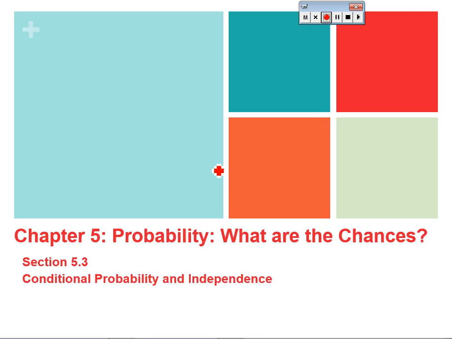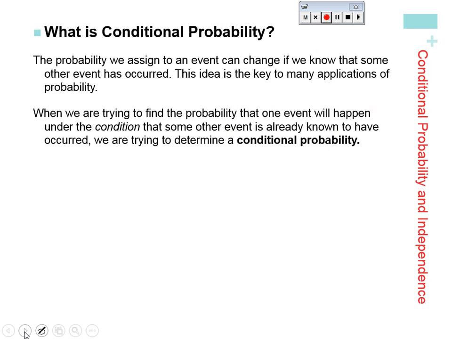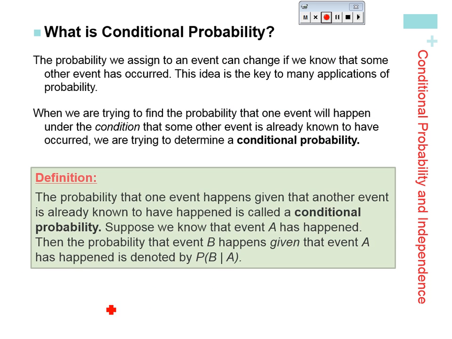So one of the things we're going to look at next in regards to probability and independence has to do with what's known as a conditional probability. And a conditional probability is basically the probability that one event happens given that another event is already known to have happened.